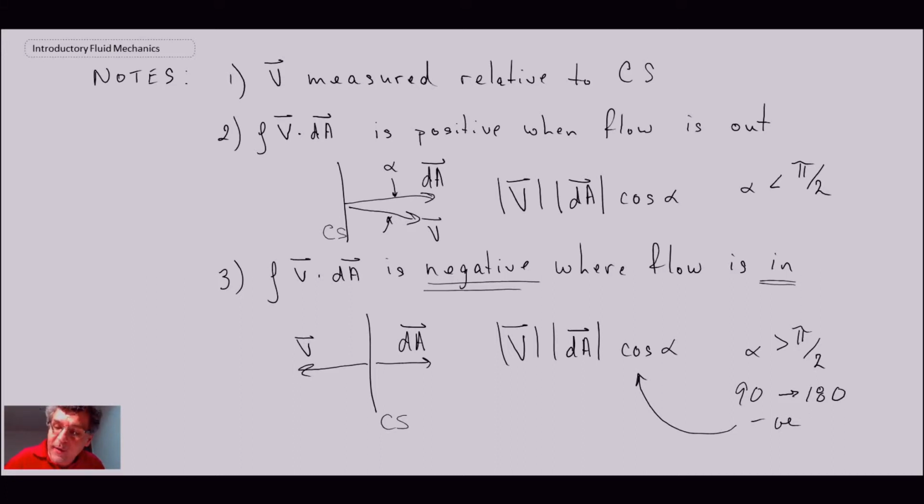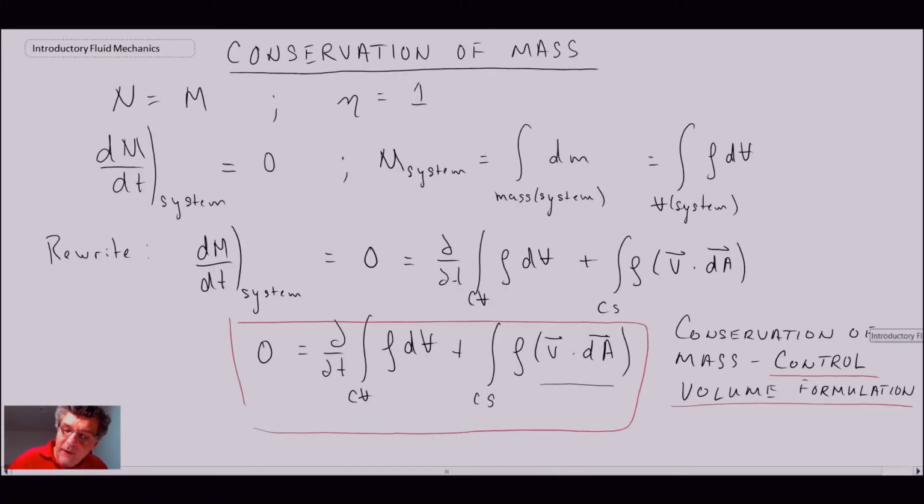Now we're going to look at special cases of our conservation of mass equation. And we're going to take a look at the first one being one where we have constant density. So let's take a look at some special cases.